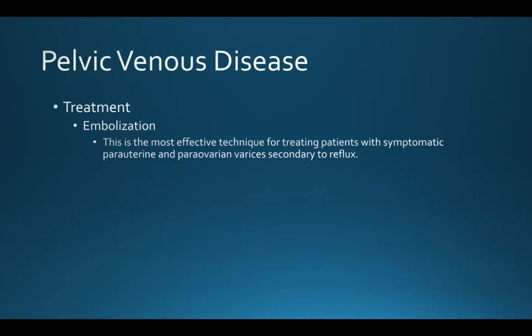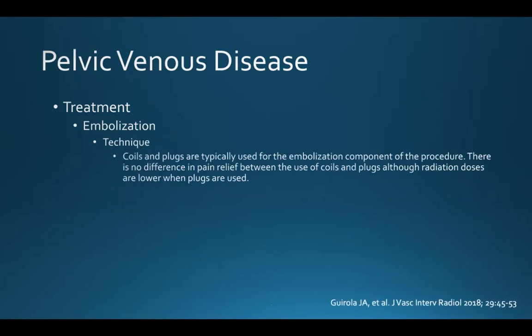Embolization is actually the most effective technique for treating patients with symptomatic parauterine and paraovarian varices secondary to reflux. Technically, coils and plugs are typically used for the embolization component of this procedure. There's no difference in pain relief between the use of coils and plugs, although radiation doses are lower when plugs are used.